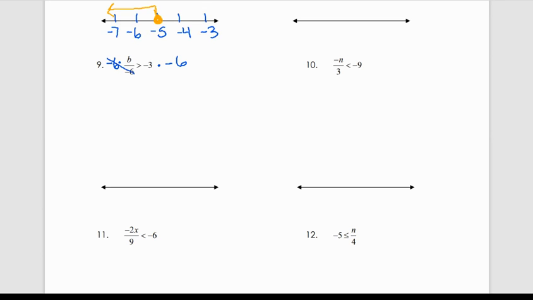Those cancel. I'm just left with b, but I multiplied by a negative, so that greater than symbol is now a less than. And -3 times -6 is positive 18. Negative times negative is a positive. Okay, so now let's graph.